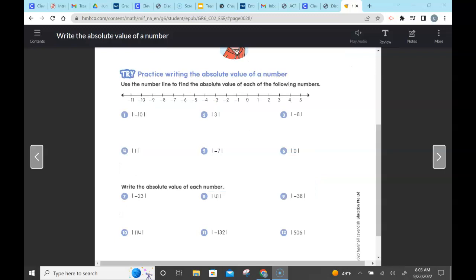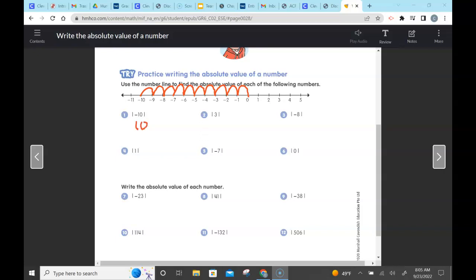Now let's go to page 70 where it says the try. It says practice writing the absolute value of a number. All right, you can use a number line to find the absolute value of the following numbers. So we can see these bars around the number represent absolute value. So we have -10. What's the absolute value of -10? Let's take a look at it. We have 1, 2, 3, 4, 5, 6, 7, 8, 9, 10 spaces away from 0 on the number line, or 10 units. So absolute value of -10 is 10.